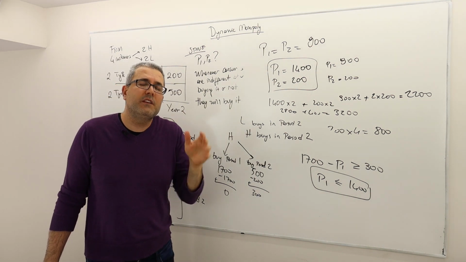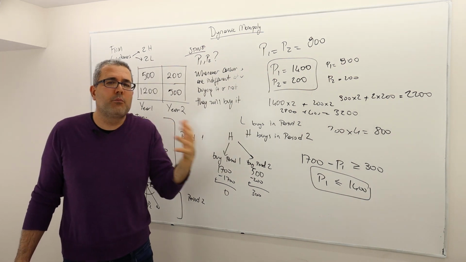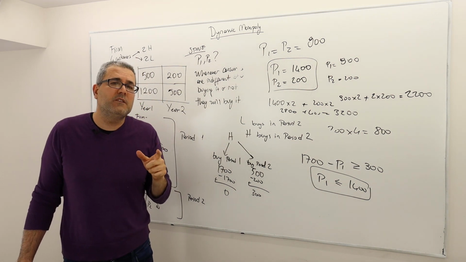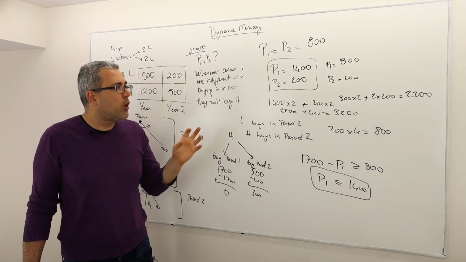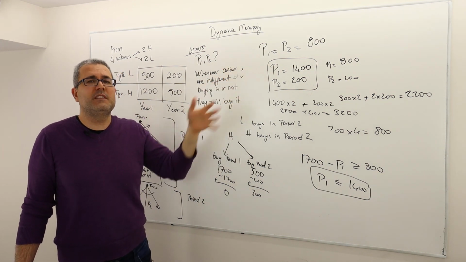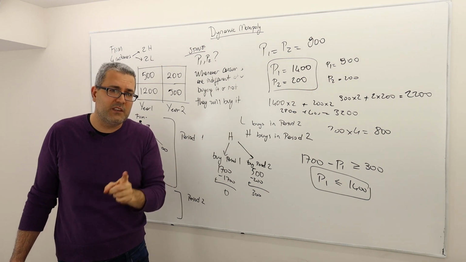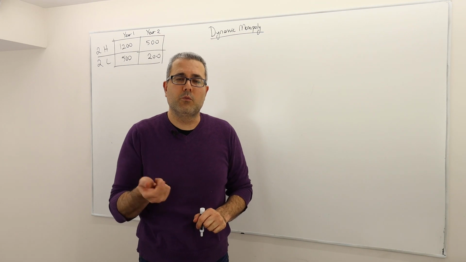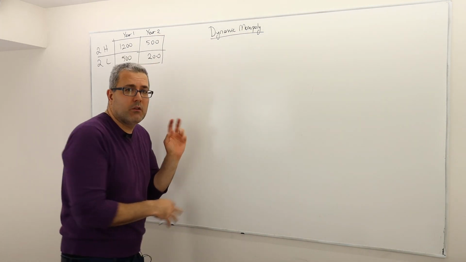All right, so this is how I solve this game, but this is how my thinking process works. So what I'm going to do next is basically formally write down the solution and show that this outcome is in fact the only subgame perfect Nash equilibrium outcome of this game. Okay, so welcome back. Now I'm going to formally solve this game.